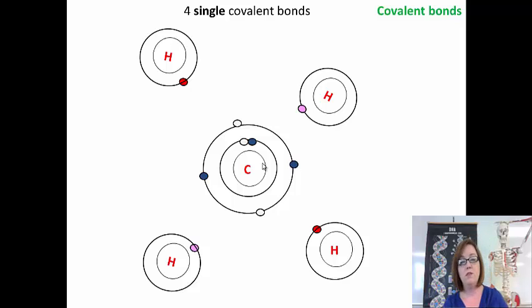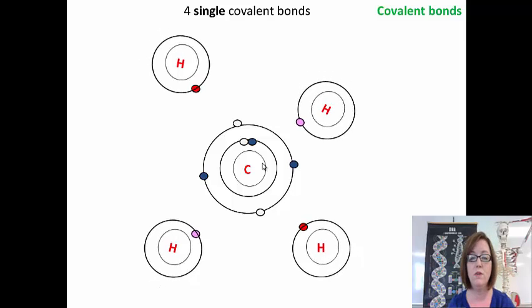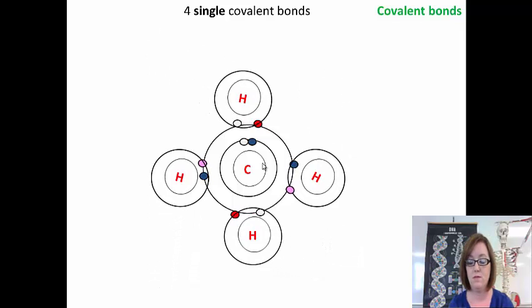All right, in this picture here, we see 5 atomic models, 1 of carbon and 4 of hydrogen. And no one here is happy. No one here is stable. Hydrogen does not have full valence shells. Carbon doesn't have a full valence shell. But what if we did this?